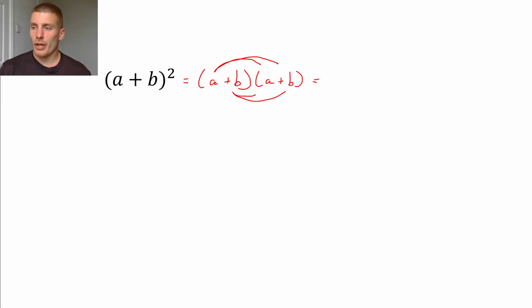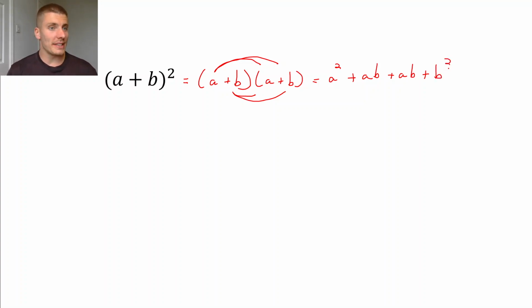Now if we work through this, we can go and do a times a, which gives you a squared. A times b, which gives you plus ab. We've then got b times a, which is ba, which is the same thing as ab, because multiplication is commutative, so plus ab again. And then we've got b times b, which gives you b squared.